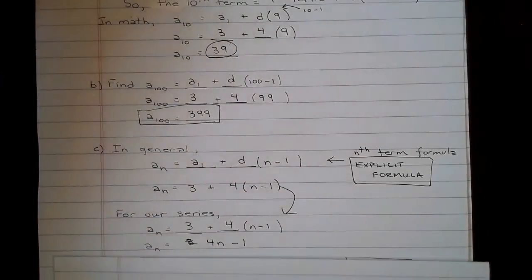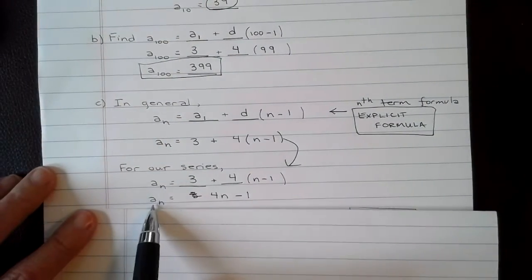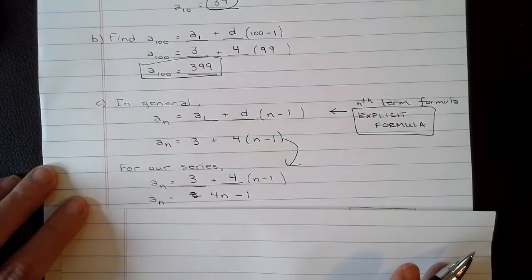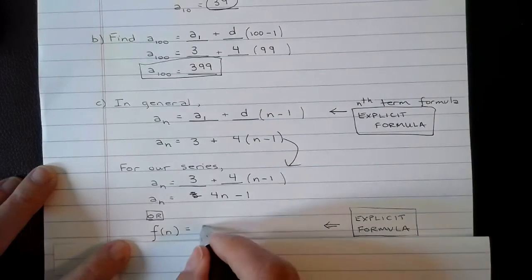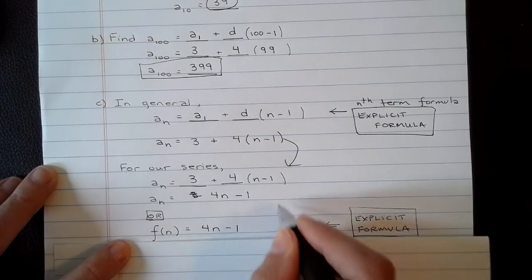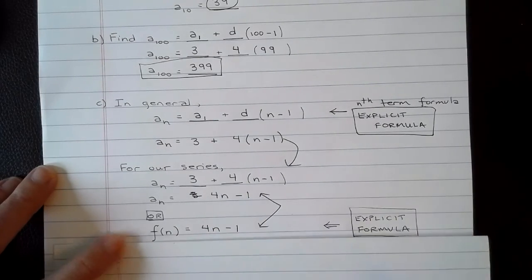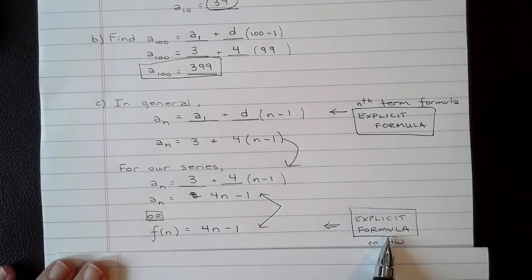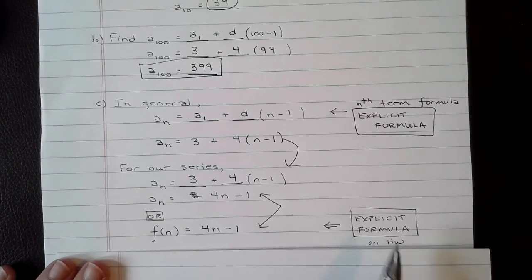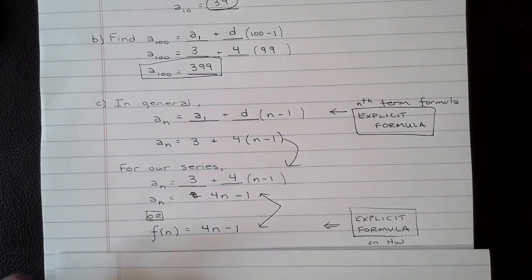Now, on the homework, they don't use this a sub n notation. Most books do, but they didn't on the homework. They just use f of n. So please know that these two are both representing the explicit formula for the nth term of a series. Okay, when they say explicit formula, this is the part of your video you should review and your notes.